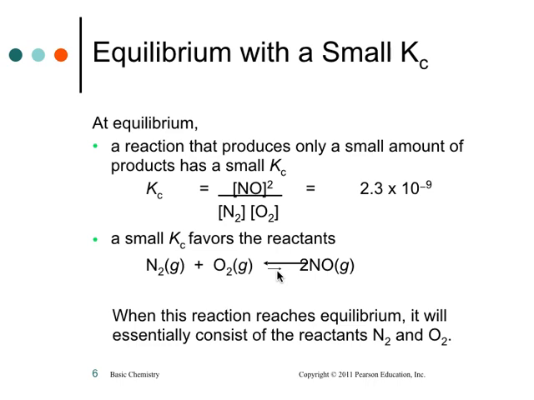Okay, so at the end, when it reaches equilibrium, it's going to mostly be reactants. Very little product. In the jug, almost no products made. Almost everything stays as reactants.